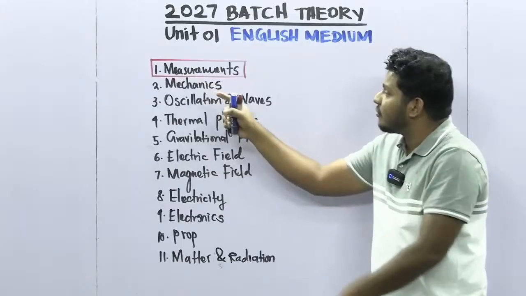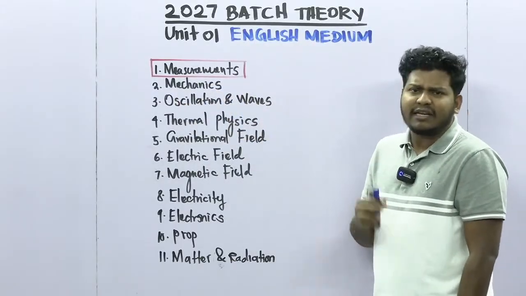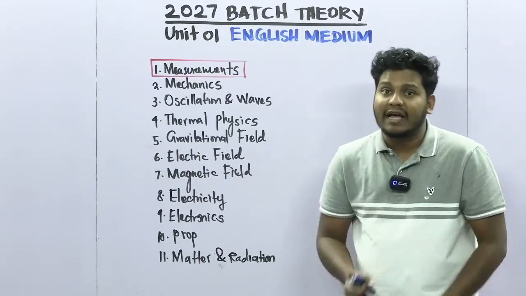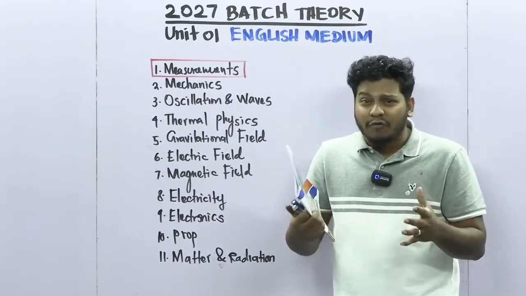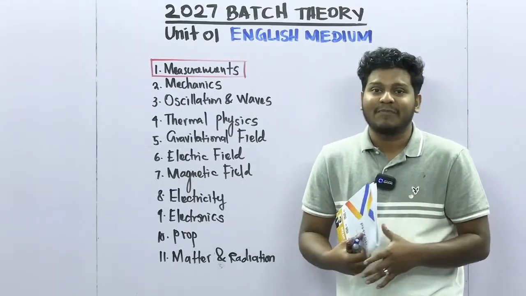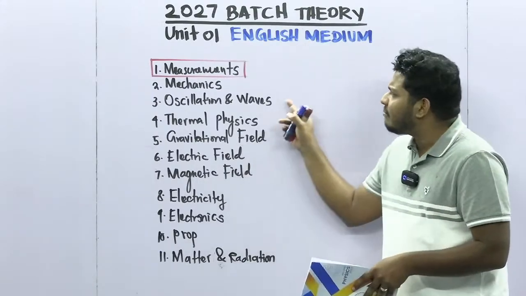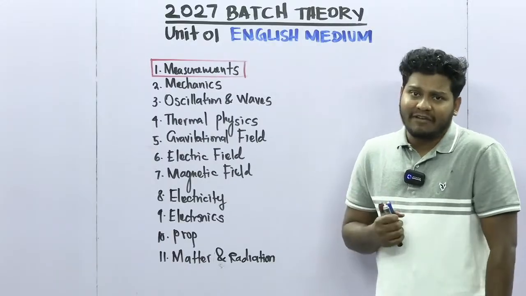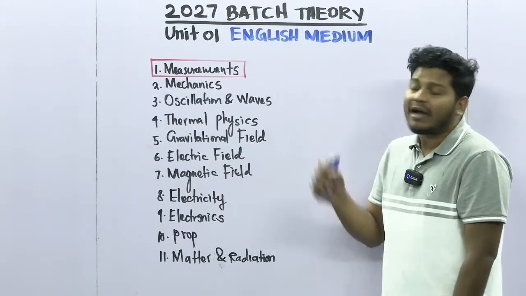Look at oscillation and waves. This is the third unit. In this chapter, we'll study about waves. What kind of waves are there? Mechanical waves, electromagnetic waves. What are the characteristics of waves? What is simple harmonic motion? Likewise, we will study those waves parts, and also some other interesting parts like the Doppler effect and seismology.